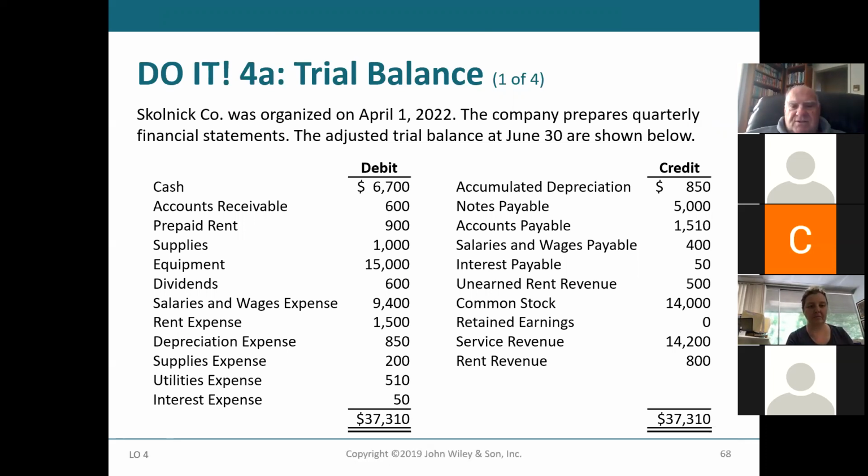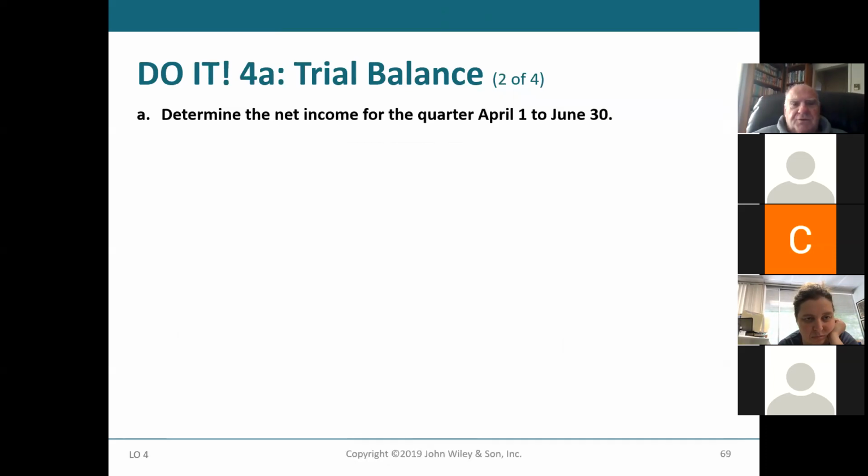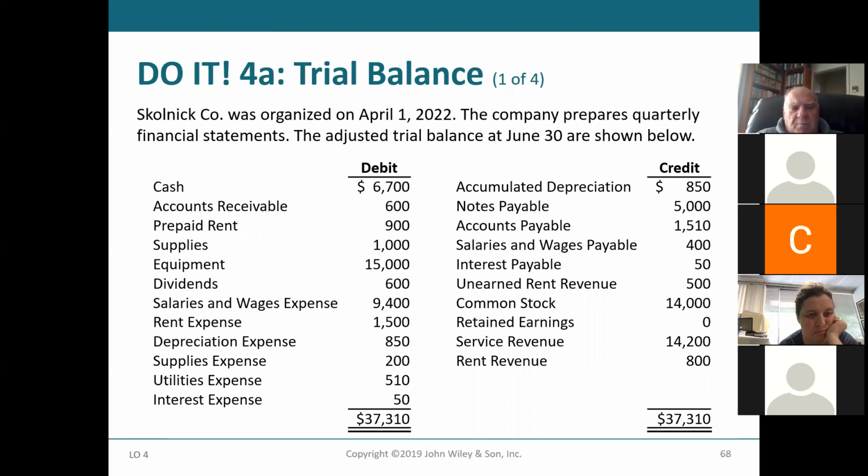So what they want you to do is take this trial balance and do something with it. What do they want us to do? Determine the net income for the quarter. How would we go about figuring out the net income from this? Net income is sales revenues minus expenses, right? So let's see if we can find some revenues here. I'm just running my finger down. I don't see any there.